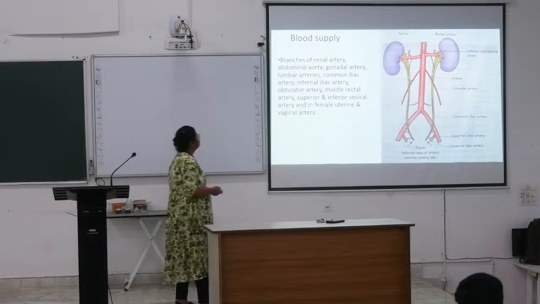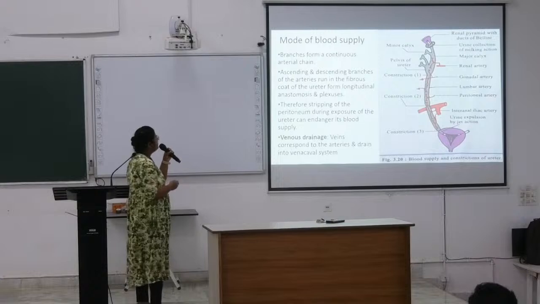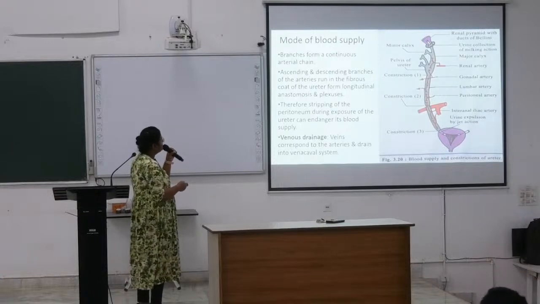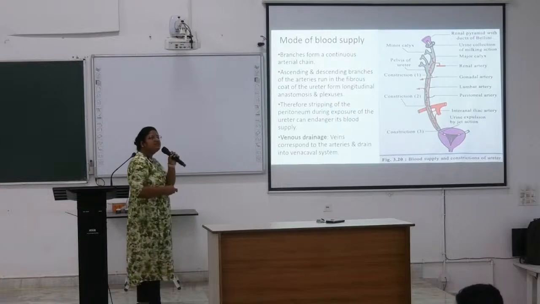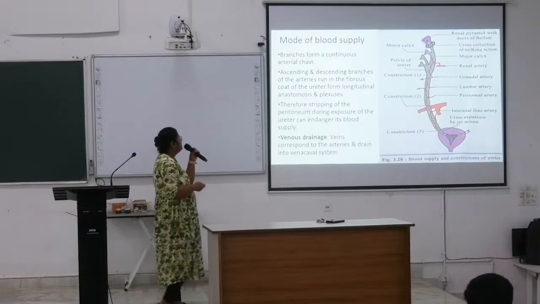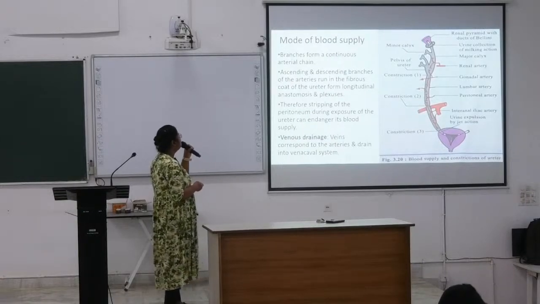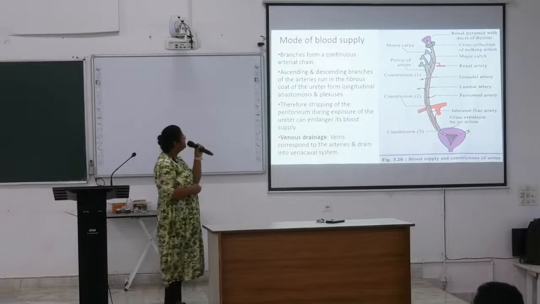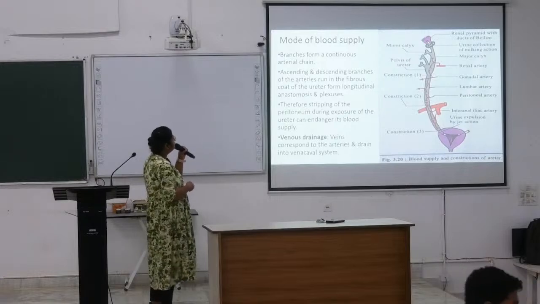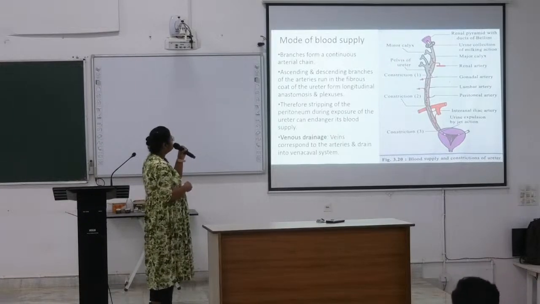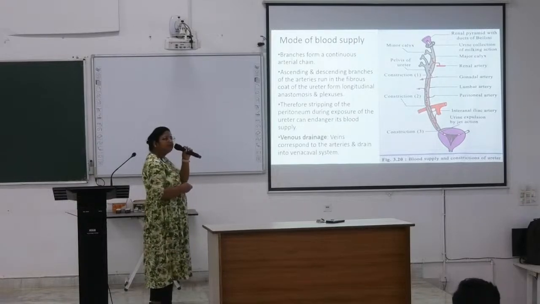All these arteries are giving branches to the ureter. Okay. Next, so how they are supplying branches? All these branches form a continuous arterial chain. Here is the chain forming. All these branches divide into ascending, descending branch and anastomose with each other, forming an arterial chain. Ascending and descending branches of the arteries run in the fibrous coat of the ureter, form longitudinal anastomosis and plexuses. Therefore, stripping of the peritoneum during exposure of the ureter can endanger its blood supply. That's why stripping of peritoneum is not done.